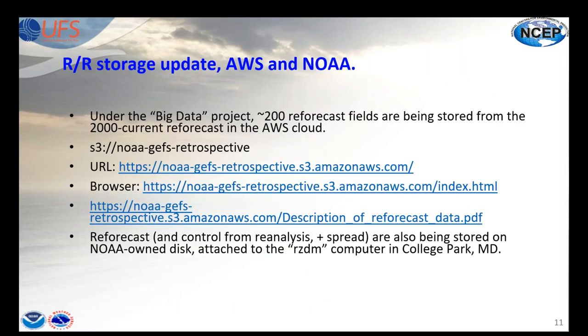How this data is being shared: both the reanalysis and reforecast data are shared through the Amazon Web Services cloud and also internal NOAA FTP servers. Under the Big Data Project, about 200 forecast fields are being stored, and the links provided here can take you to the distribution of the data that was provided courtesy of the Big Data Project and Amazon Web Services. We also have the reforecast data stored on our own NOAA disk attached to RZDM. It is also going to be made publicly available.